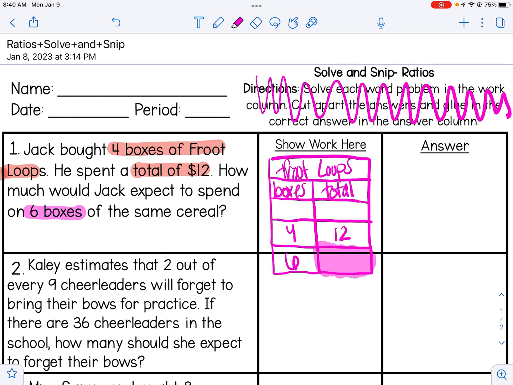Okay, so to help me solve this problem, I know that there's no way that I can go from 4 to 6, right? I can't multiply anything by 4 to get 6. It's not possible. So I need to go back to using my 4:12 ratio. Oops, don't mean to erase that. I want to make 4:12 as small as possible, so make it simplified as much as possible.